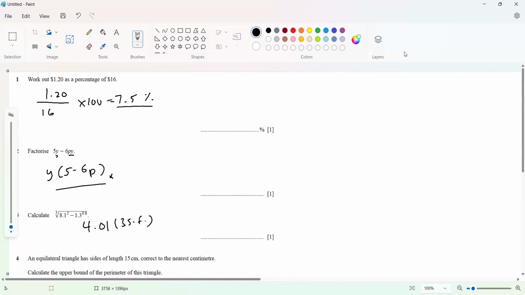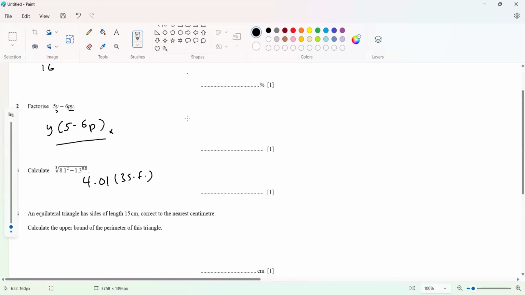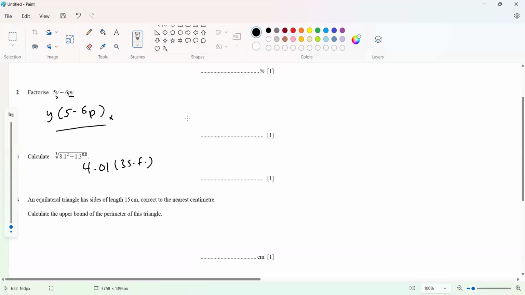Now in question 4, an equilateral triangle has sides of length 15 cm, correct to the nearest centimeter. Calculate the upper bound of the perimeter of this triangle. So take note, this is the perimeter of the triangle and the upper bound. So let's take the upper bound for the length. Let's call this L upper. So the L upper would be 15.5, whereas the L lower will be 14.5.